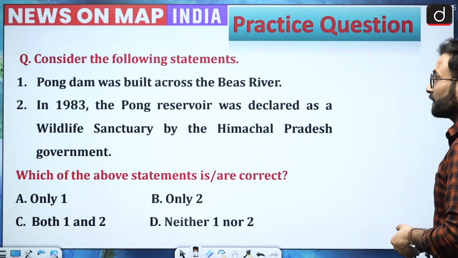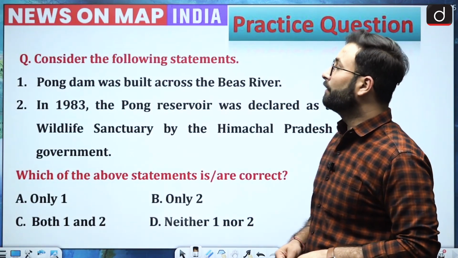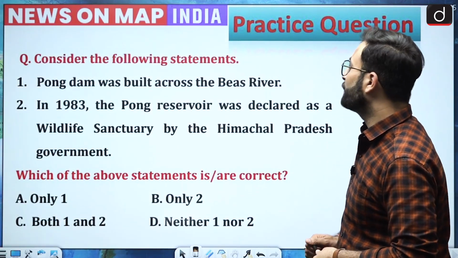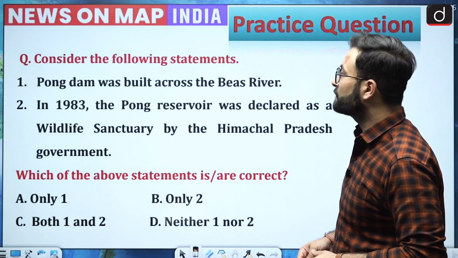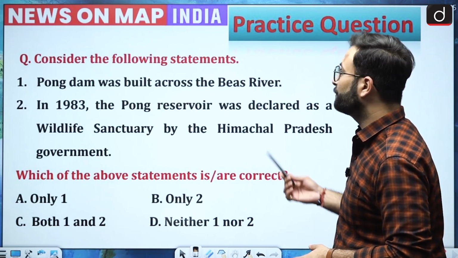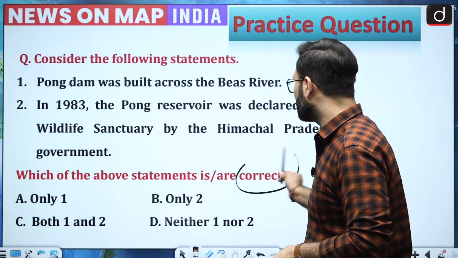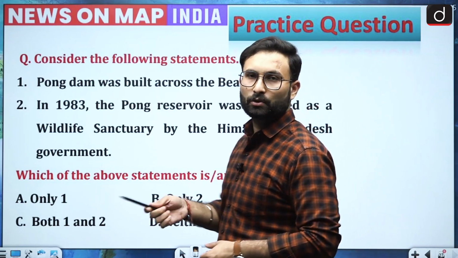Now last, there is a practice question for you. Consider the following statements. First, Pong Dam was built across the Beas River. Second, in 1983, the Pong Reservoir was declared as a wildlife sanctuary by the Himachal Pradesh government. Okay, so you have to choose the correct statement. So you can attempt the question and answer to me in the comment box.